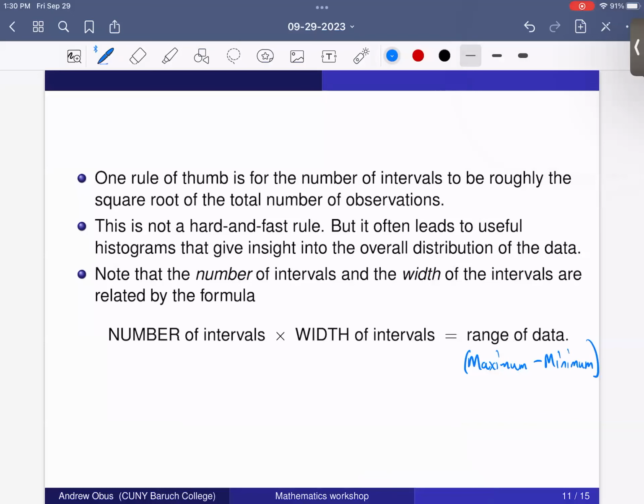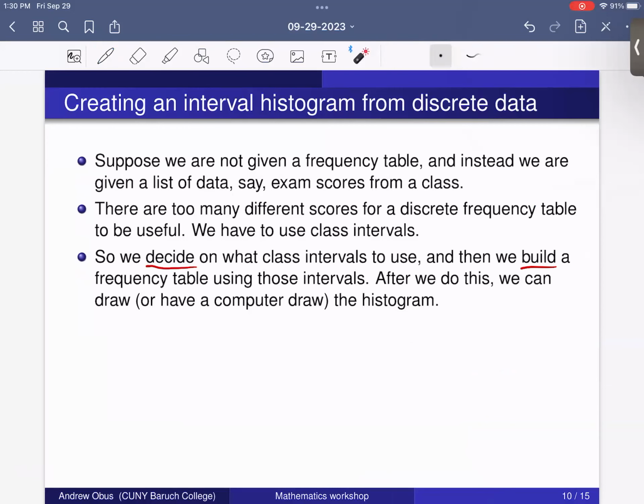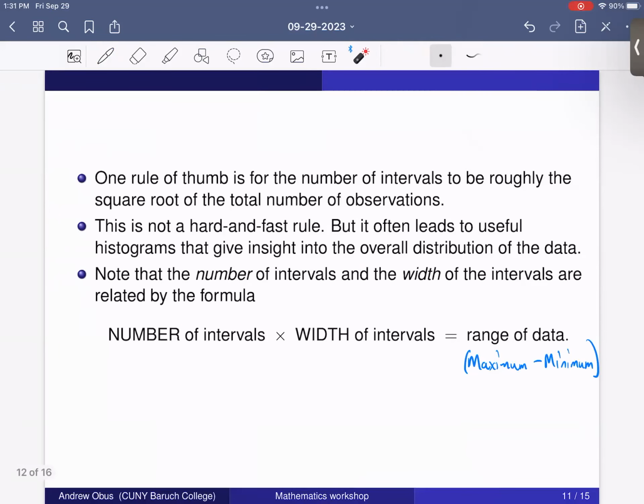Let me go back to what I was saying from the beginning. Suppose we're not given a frequency table and we're given a list of data instead. There are too many different scores for the table to be useful. So we decide on what class intervals to use, and then we build a frequency table using those intervals. One rule of thumb is for the number of intervals to be roughly the square root of the total number of observations. It's not a hard and fast rule, but it often leads to useful histograms that give insight into the overall distribution of the data. The number of intervals and the width of the intervals are related by this formula: the number of intervals times the width of the intervals is equal to the range of the data, which is the maximum measurement minus the minimum measurement.